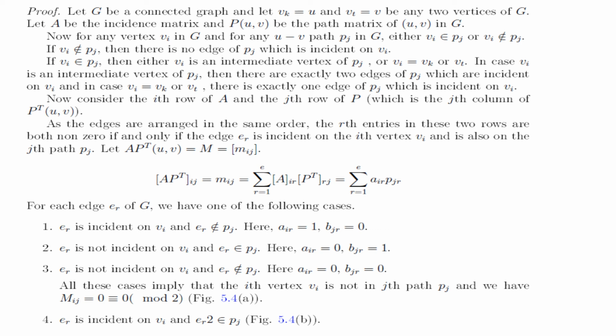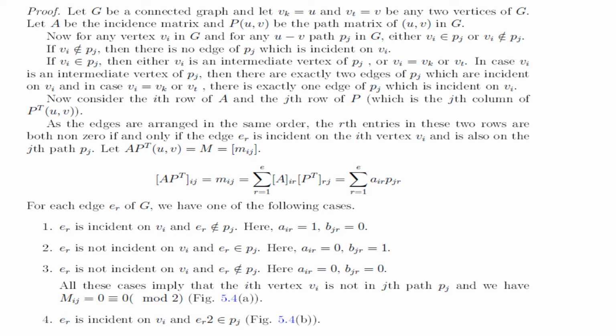Now consider the ith row of A and the jth row of P, which is the jth column of P transpose of UV. As the edges are arranged in the same order, the rth entries in these two rows are both non-zero if and only if the edge Er is incident on the ith vertex Vi and is also on the jth path Pj. Let A into P transpose of UV be equal to M, which is the matrix Mij.